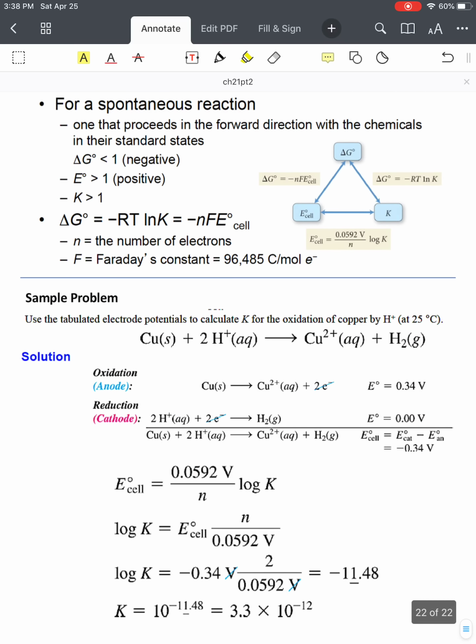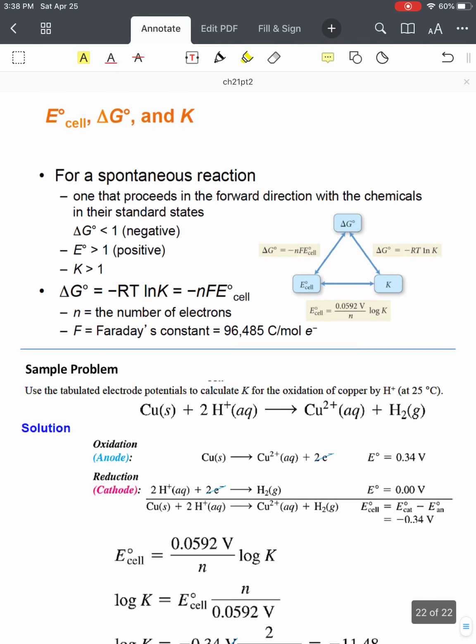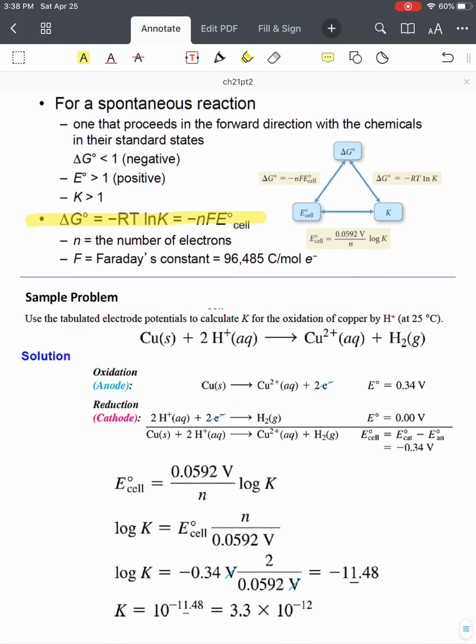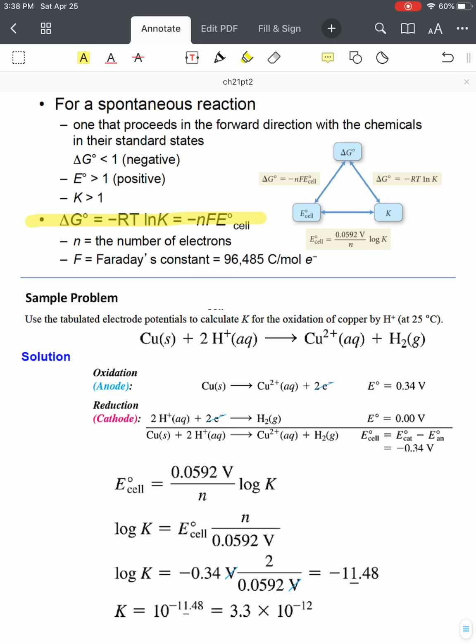All right, moving on then to what I think is the last slide of this particular discussion. On the previous slide, we defined this equation that relates E0 cell, equilibrium constant K, and delta G. I figured that maybe we could look at a sample problem now to actually understand how to relate some different terms here, okay? So to help us with that, let's look at the sample problem. We're to use the tabulated electrode potentials to calculate K for the oxidation of copper by H+.